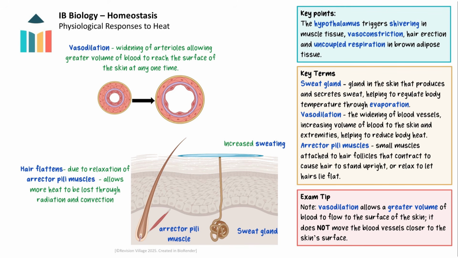Altogether, these mechanisms, sweating, vasodilation, and hair flattening, work together to release excess heat and restore the body's temperature to its normal range through negative feedback.